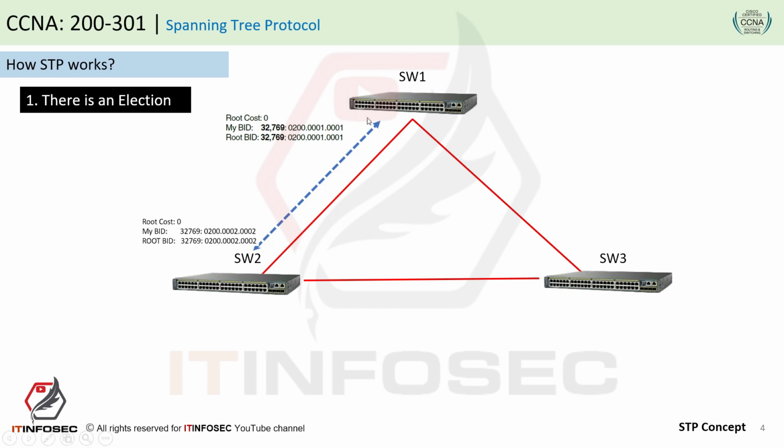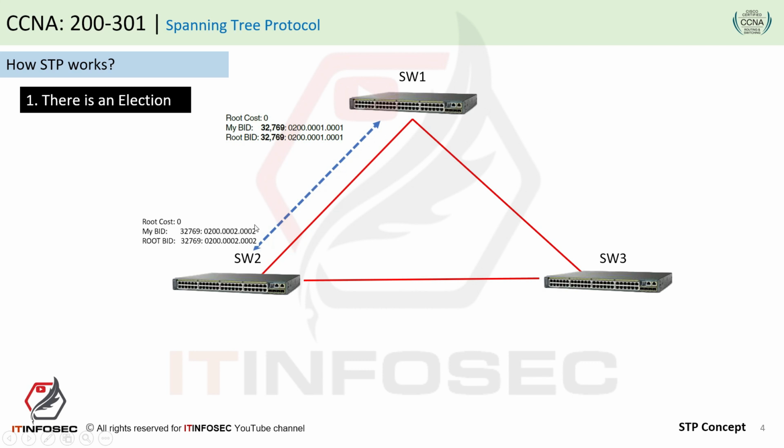So SW1 sends a packet to SW2: my bridge ID is 32769, 0211, my priority is 32769, and my MAC address is this. So I am the root bridge, as well as SW2. SW2 tells SW1: my bridge ID is here and my MAC address is 0222, and as the root bridge, in my opinion, SW2 is me, and my root bridge ID is here.